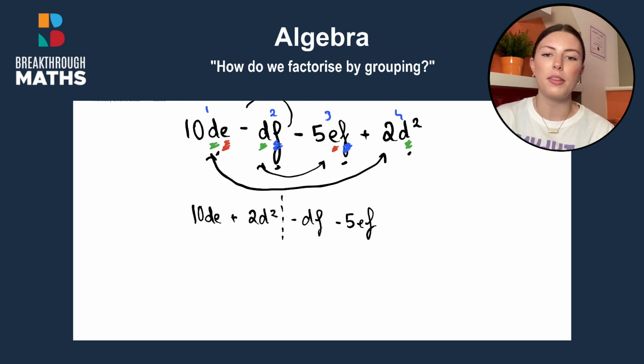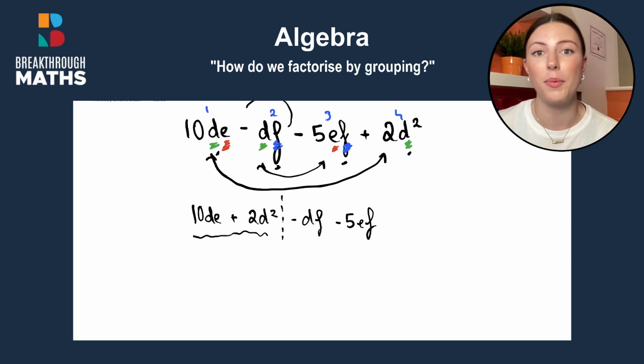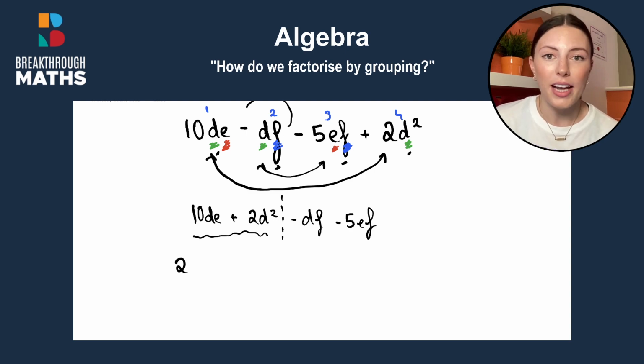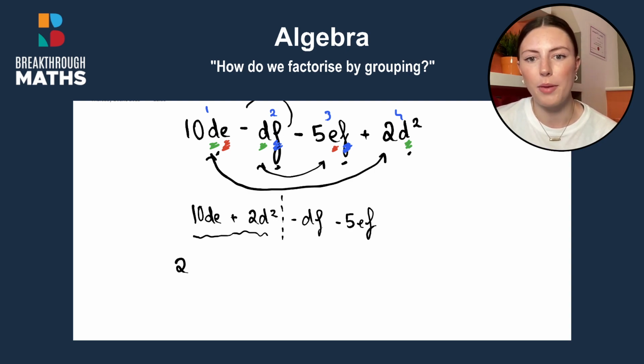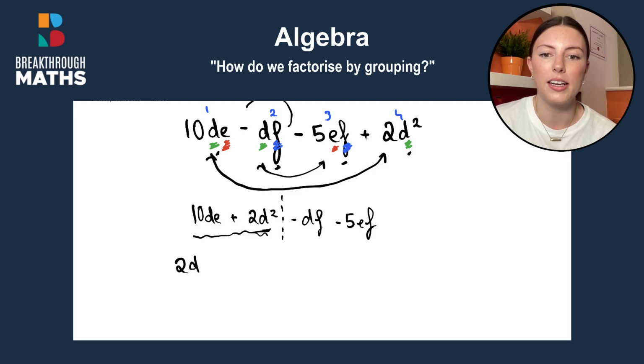Okay, now we start with the left-hand side here. So we need to see what's the highest common factor. So the highest common number is 2 because 2 divides into 2 and 10. So we take out 2. Now next we see if there's any letters in common. So we see D is in common. We can't take out E because this term here has no E in it.